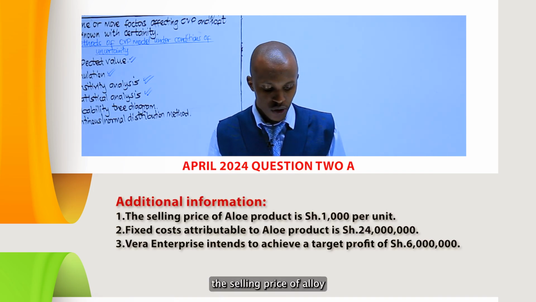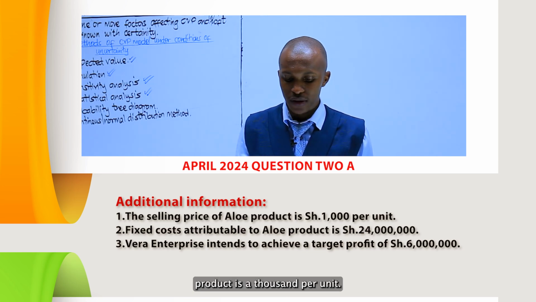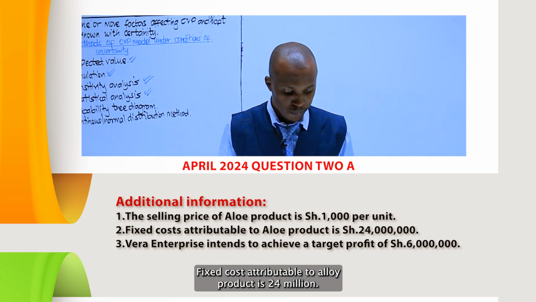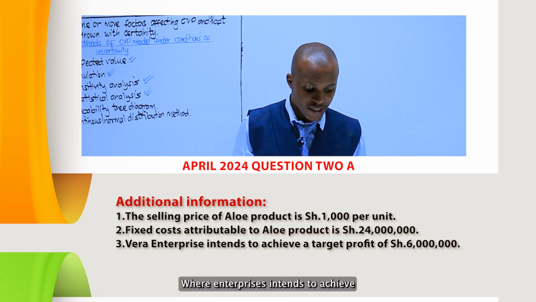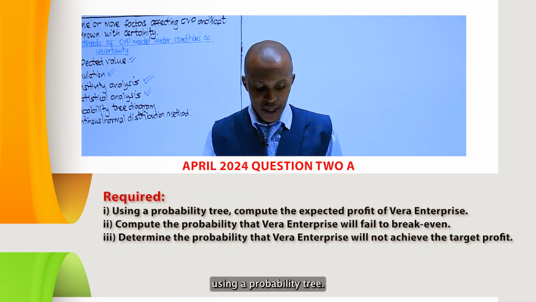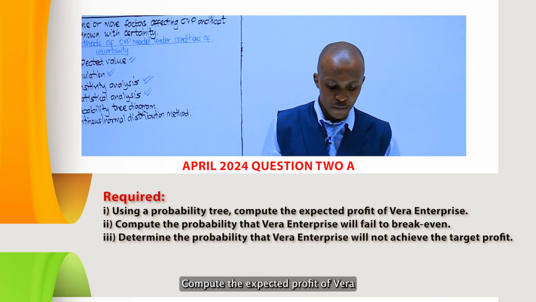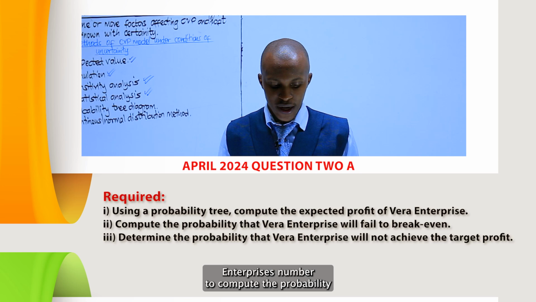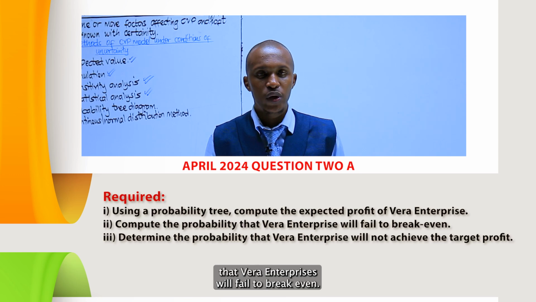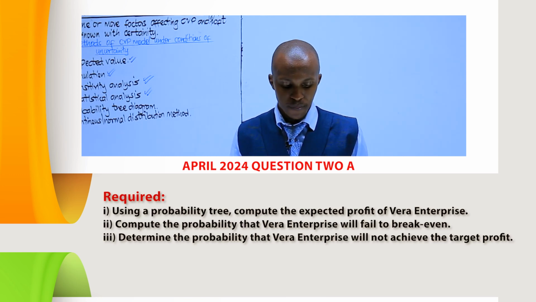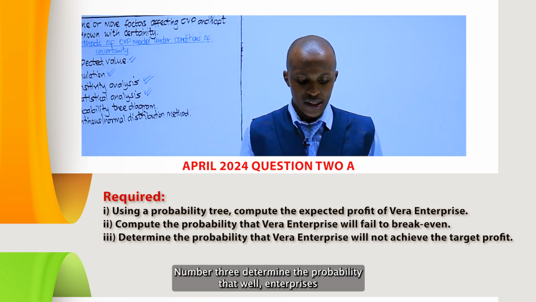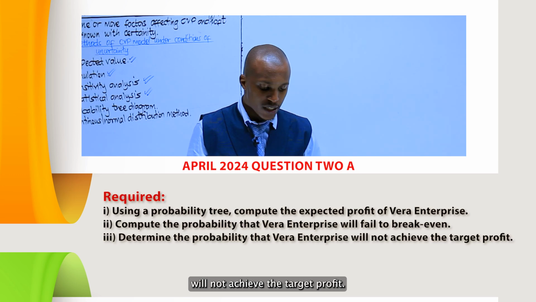Additional information: the selling price of the alloy product is 1,000 per unit. Fixed cost attributable to the alloy product is 24 million. Vera Enterprises intends to achieve a target profit of 6 million. Using a probability tree, number 1, compute the expected profit of Vera Enterprises. Number 2, compute the probability that Vera Enterprises will fail to break even. Number 3, determine the probability that Vera Enterprises will not achieve the target profit.